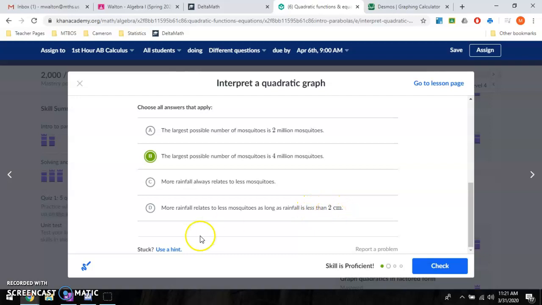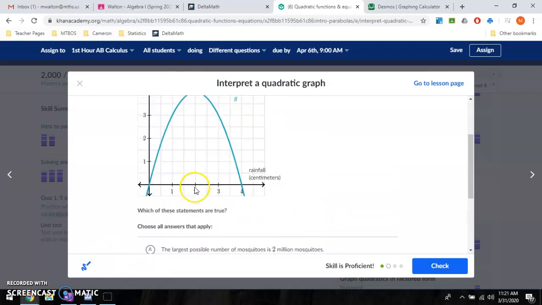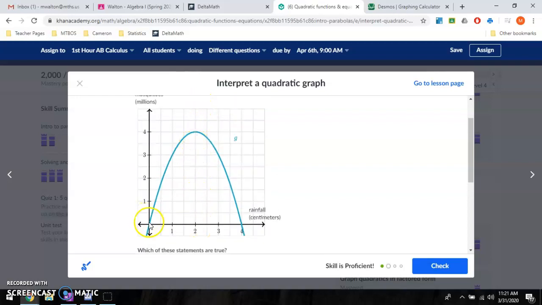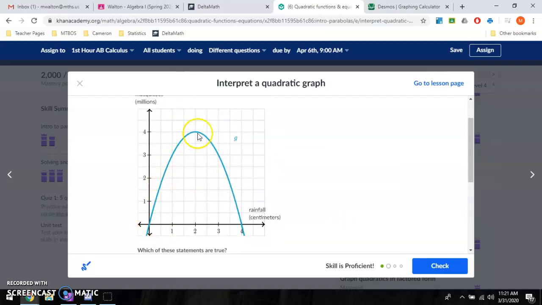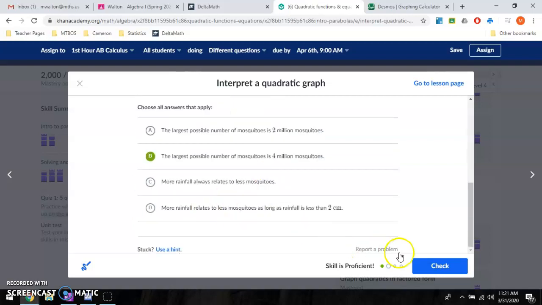And then finally, more rainfall relates to less mosquitoes as long as the rainfall is less than 2 centimeters. Alright, so we are looking at the rainfall being less than 2 centimeters. Well, when the rainfall is less than 2 centimeters, that actually means we're going up during that part of the graph. Between 0 and 2, we're going up here. So more rainfall relates to less mosquitoes as long as we are less than 2 centimeters. No, that's not true. When we're less than 2 centimeters, more rainfall means more mosquitoes. More rainfall, more mosquitoes. So that is not true. The only answer is B.